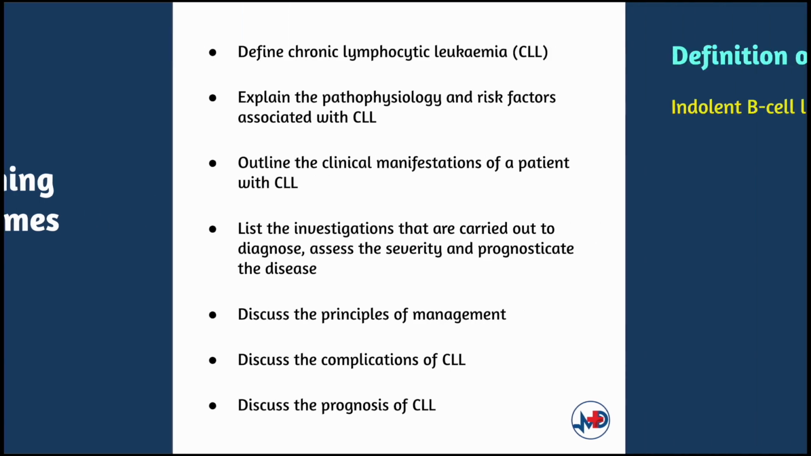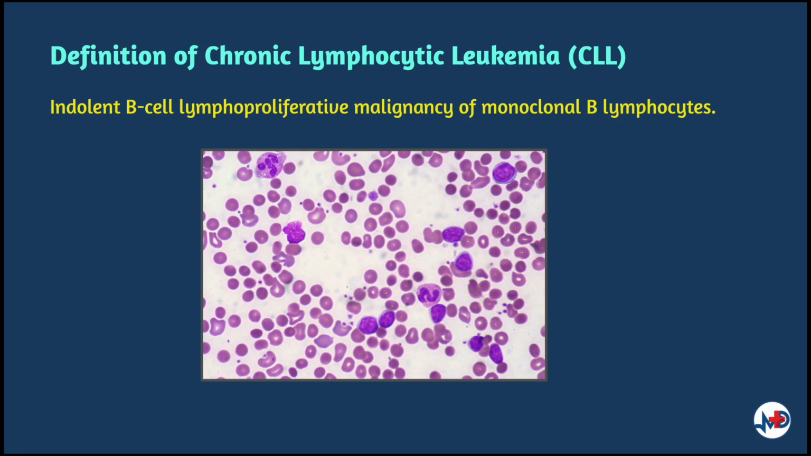Let's get started. So chronic lymphocytic leukemia is an indolent B-cell lymphoma with lymphocytic leukocytosis, where monoclonal B lymphocytes are predominantly found in peripheral blood. It belongs to the group of low-grade non-Hodgkin's lymphoma and is the most common form of leukemia in adults. The median age at time of diagnosis is around 70 years.